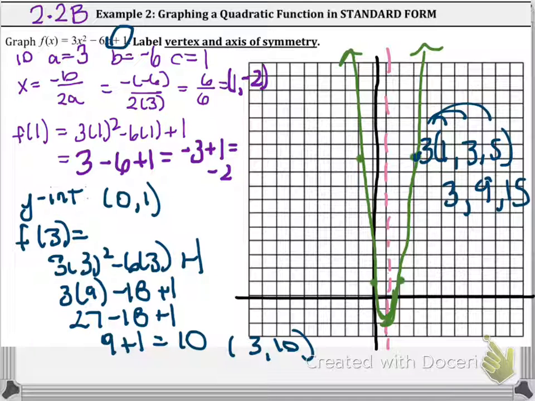Another thing that I should take a look at is which way my parabola should be facing. Knowing that the a value is positive, a positive 3, that means it should be opening up. Okay, so I know it should be opening up, and I hit the 1 in the y-intercept. So here's my correct graph.